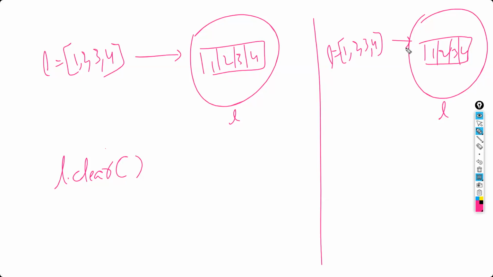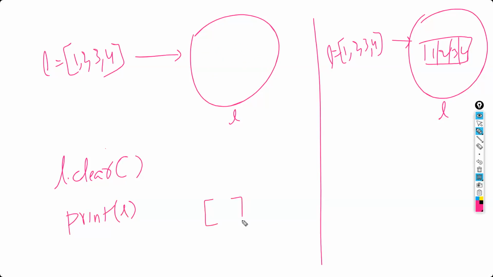Now, what is meant by clear? It means clear all the values. The object I have not deleted. The circle is as it is, but internally the values are deleted. Now what is the output of L? If I ask print L now, I'm going to get the empty list. Values are not there, but the object is as it is. This is called list.clear.